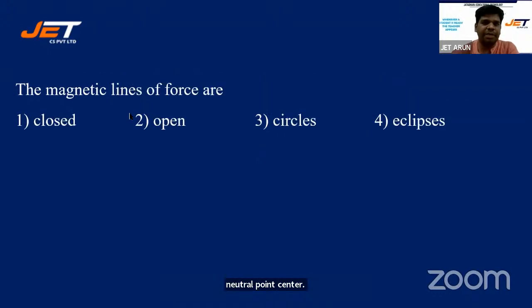The magnetic lines of force are closed, open, circles, ellipses. We are talking in general. We are not talking for a long conductor. For a long conductor, it's circles. Ellipses for some particular configuration. But in general, they are closed. Excellent. Everyone is right.